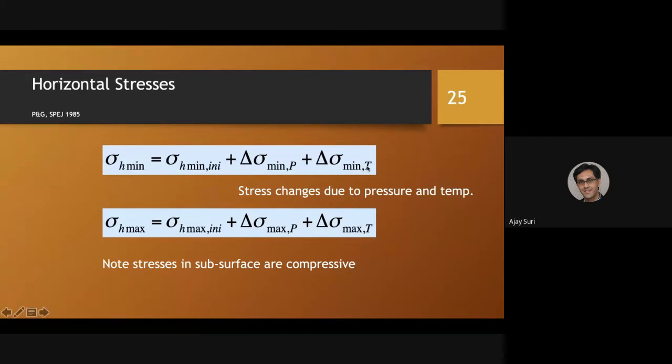Since I'm reducing the temperature, it's going to lower the stress, because these are compressive stresses. So pressure increase is going to make it more compressive, and temperature reduction will contract the reservoir rock, so it will alleviate the stress. The combined effect may be lower or higher, case by case, so it will either increase or decrease the final sigma h min value.